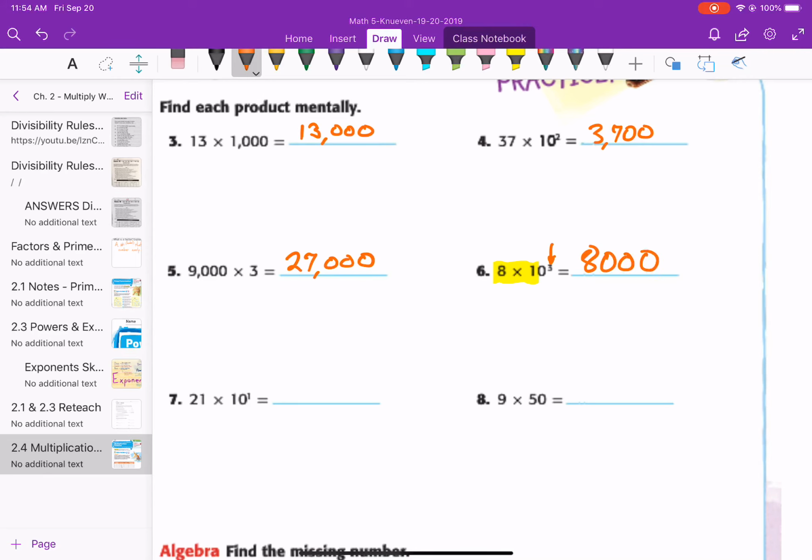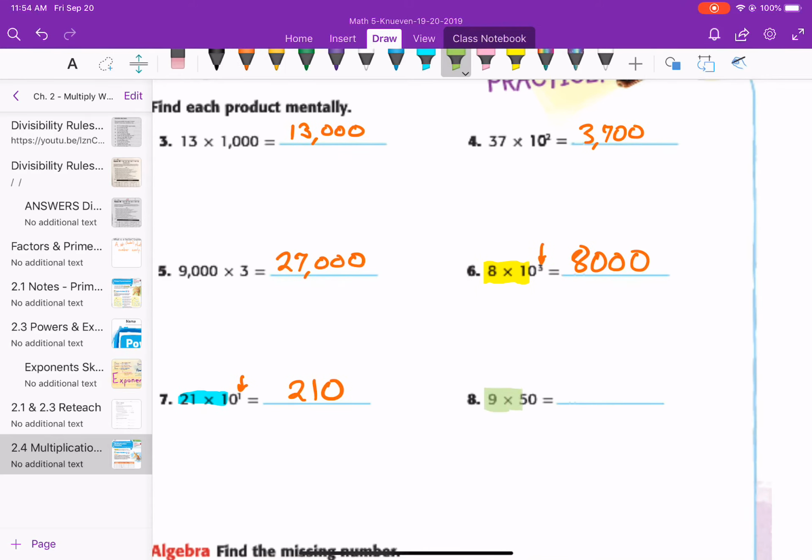21 times 10 to the first power. Well, again, I look at my basic problem, 21 times 1. I have 21. How many zeros do I have? Well, I look at my exponent. I have a 1, so I should have 1 zero. And then 9 times 50, basic problem again. 9 times 5 is 45. I count how many zeros I have, and I have 450.